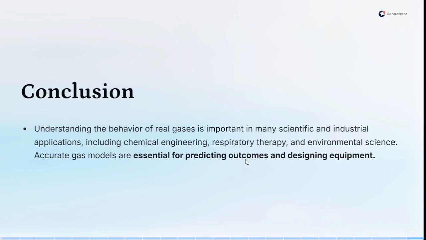So in conclusion, the understanding of the behavior of real gases is important in many scientific and industrial applications, including chemical engineering, respiratory therapy, and also environmental science. Accurate gas models are essential for predicting outcomes and designing equipment. So this knowledge, as I said at the beginning of this lesson, is very crucial, because it will help us predict the way different gases would behave, and industrially it can be used for designing industrial plants and also the equipment that will be used.